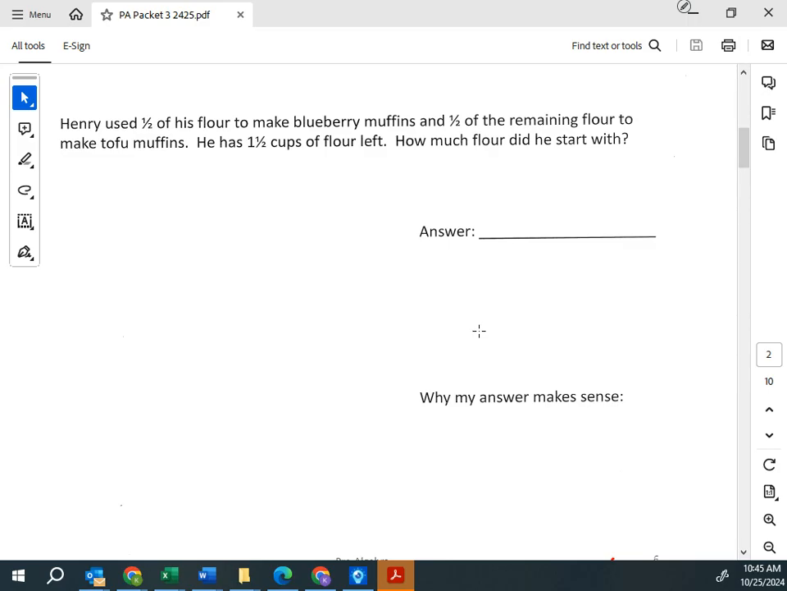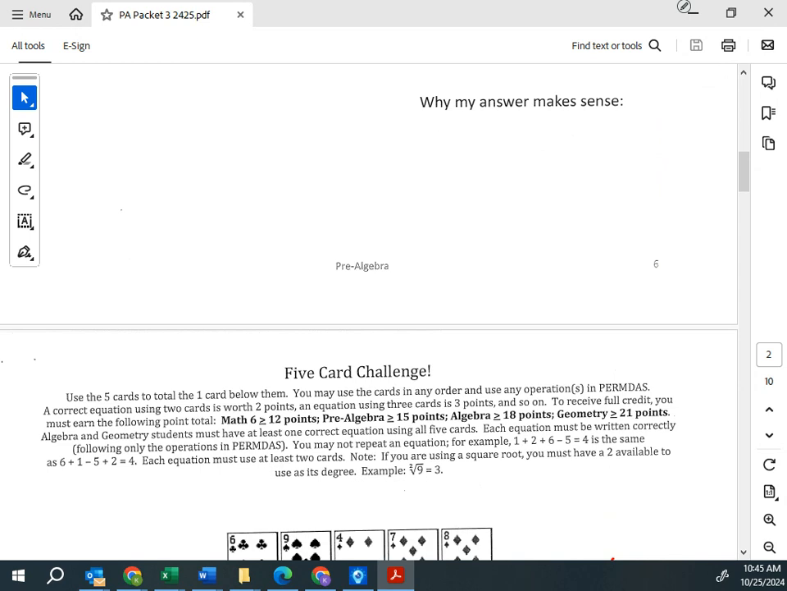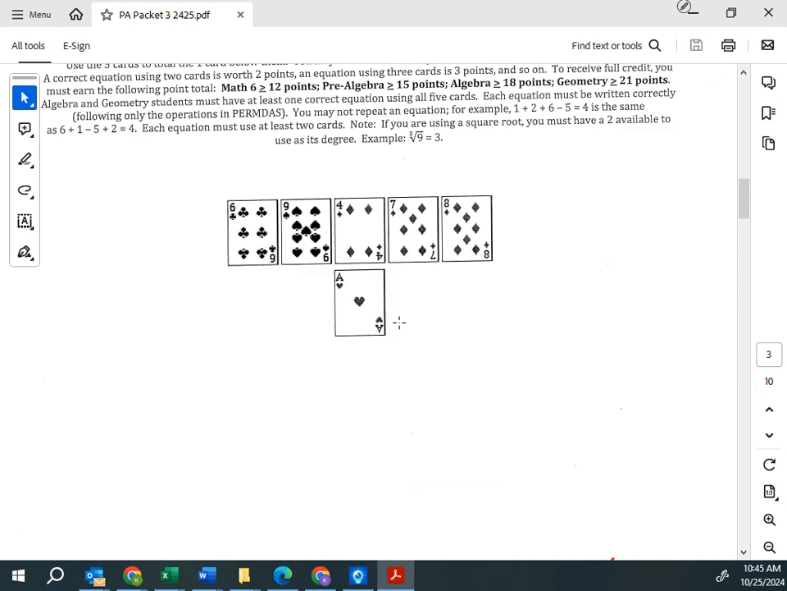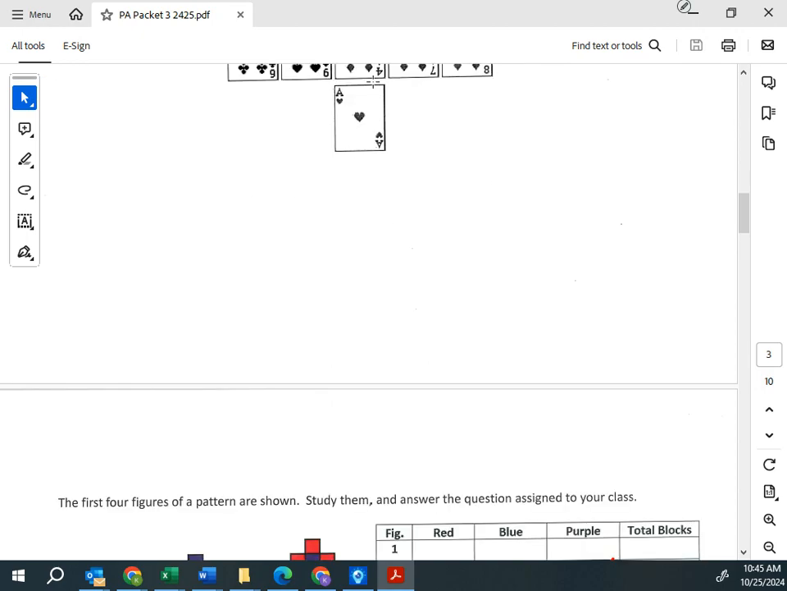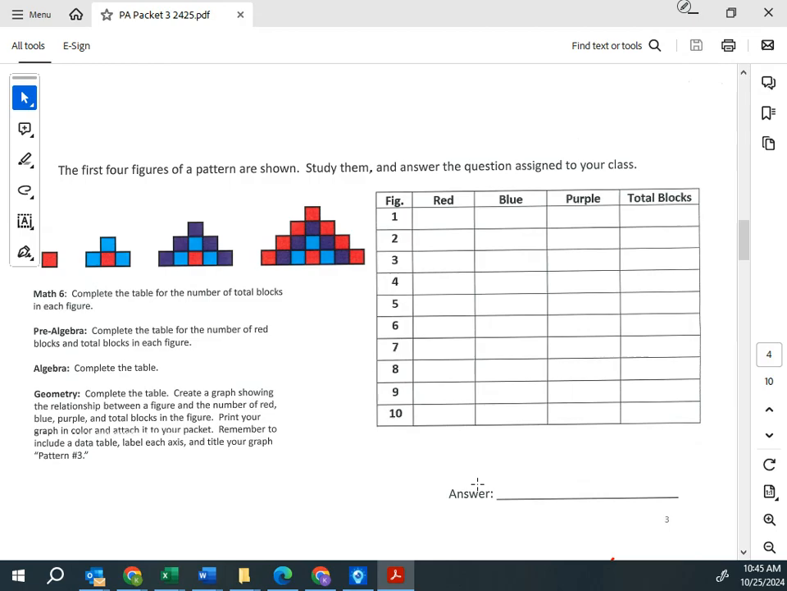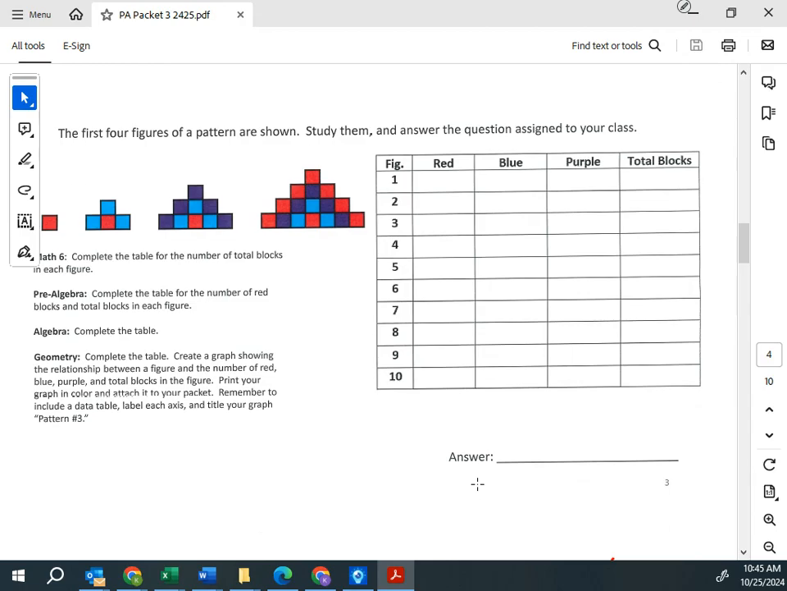All right. Next page. Next page is our 5-card challenge. It needs to equal an ace. An ace is 1. There's 1 heart on it, so they need to equal 1. Next page is our pattern page. Pre-algebra must complete the table for the number of red blocks and total blocks.